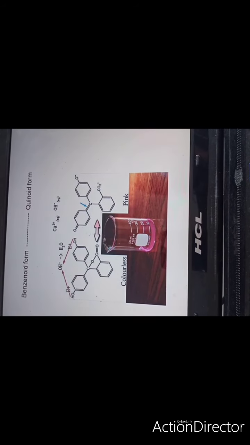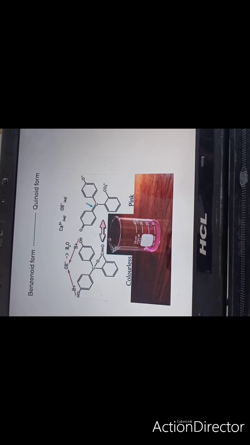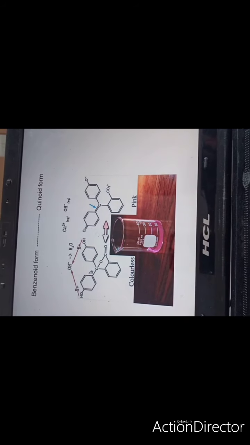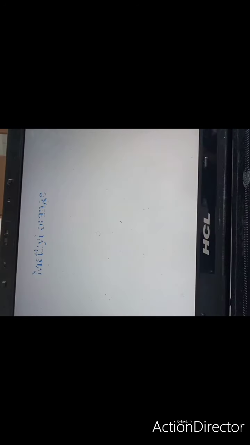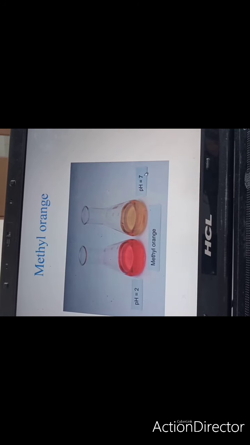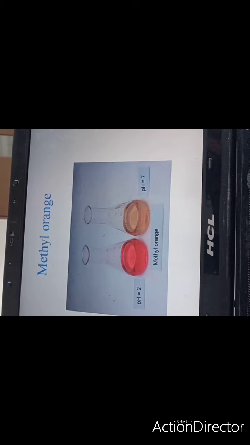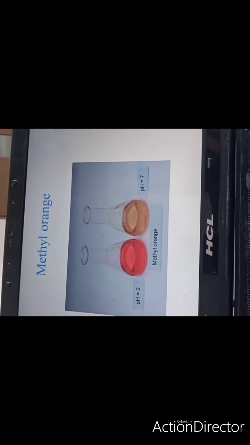So this is how the indicators react. Let us try to understand the theory behind the colors of the indicators. For example, phenolphthalein. This is the structure of phenolphthalein. When it is in the quinoid form, this is the quinoid ring, the lambda max wavelength will shift towards the visible region, due to which it will show color, whereas in the benzenoid form it will be colorless. Similarly, methyl orange is yellowish in color at pH 7, and it changes to red color at pH 2. That is basically due to the change in the structure.